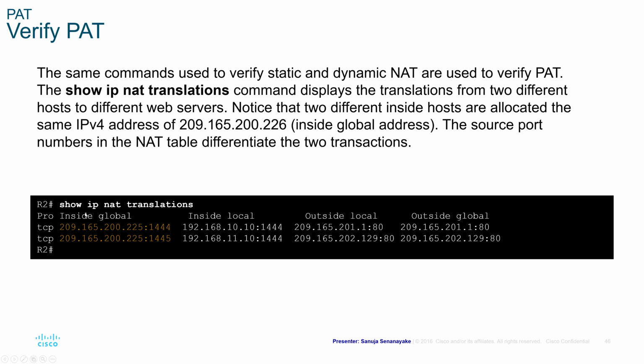So right here we ran show ip nat translation. Hey, look at that. The inside global IP addresses are the same for both TCP requests, however, the port number is different. Here 1444, the other one is 1445. So you have two different port numbers, hence differentiating one PC from the other PC on the inside network.